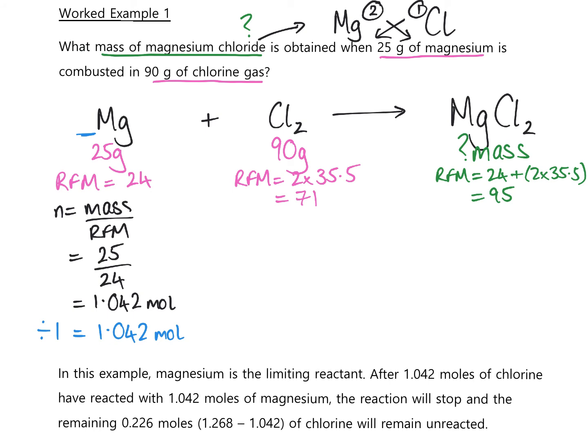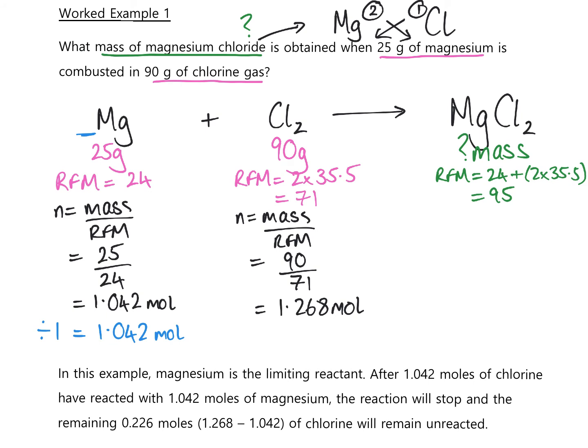So let's then look at chlorine and do the same thing to work out how many moles we have of it. n equals mass over RFM. That's going to be 90 over 71. If you put that into your calculator, it should work out as roughly 1.268 moles. Again, I've rounded that off a bit, but use that accurately if you are to use that later on in the calculation.